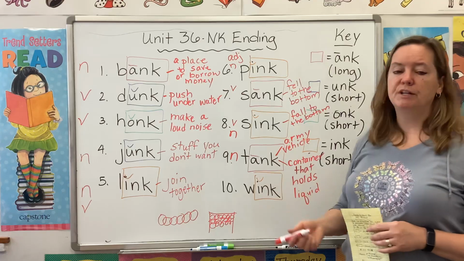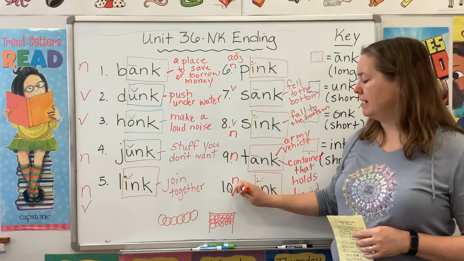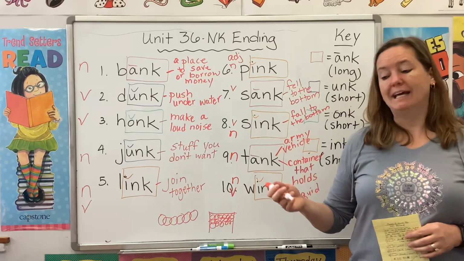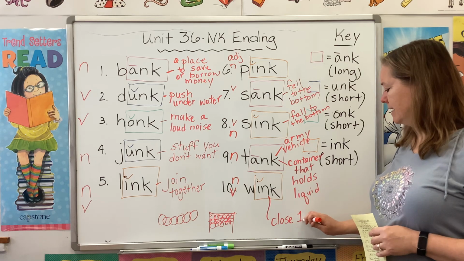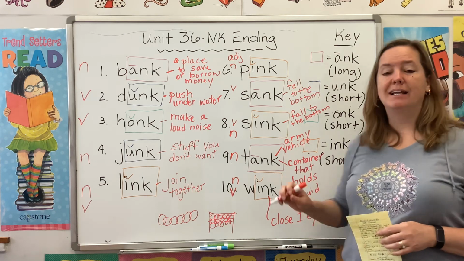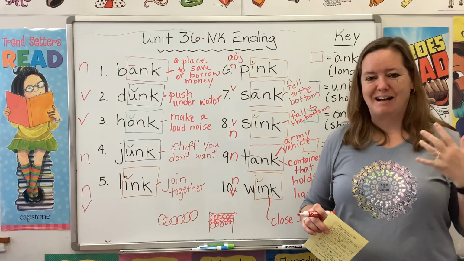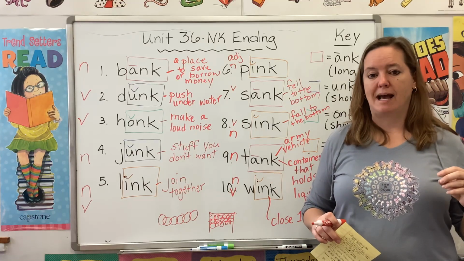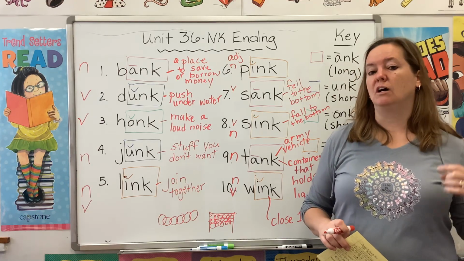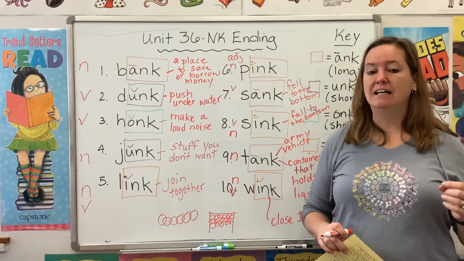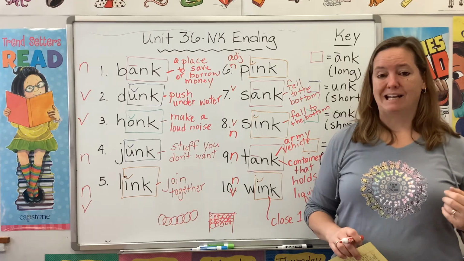And then our last word is wink. And we can use this word as a noun or a verb. When you wink at someone, you close one eye. I'm not going to demonstrate that for you because I, for some reason, cannot wink. It's impossible for me to close just one eye. If I do this, though, that's not called winking, that's called blinking. So when you blink, you close two eyes. When you wink, you close one eye.